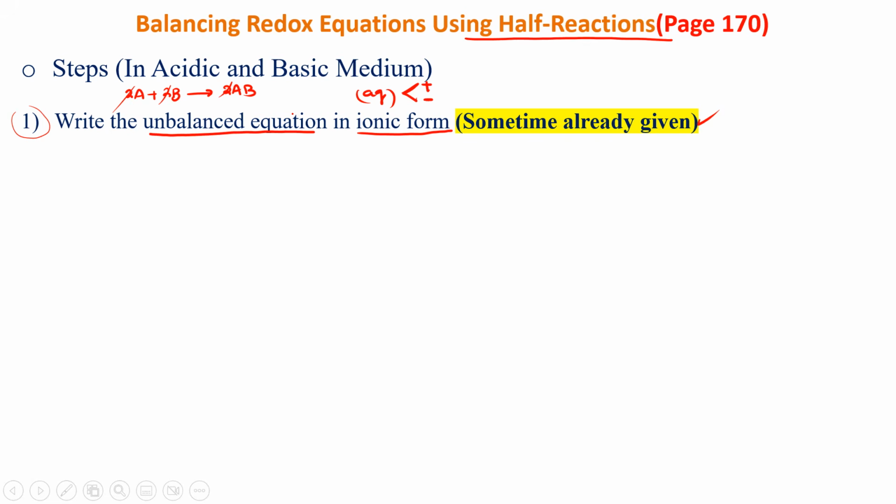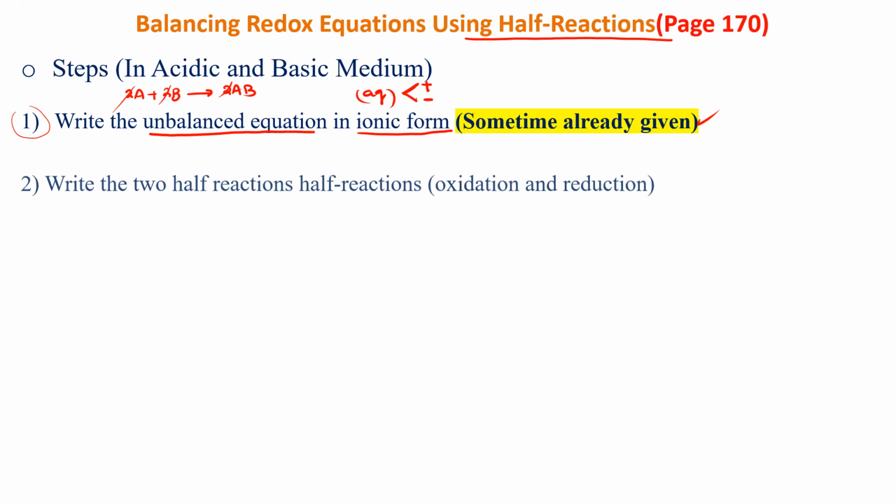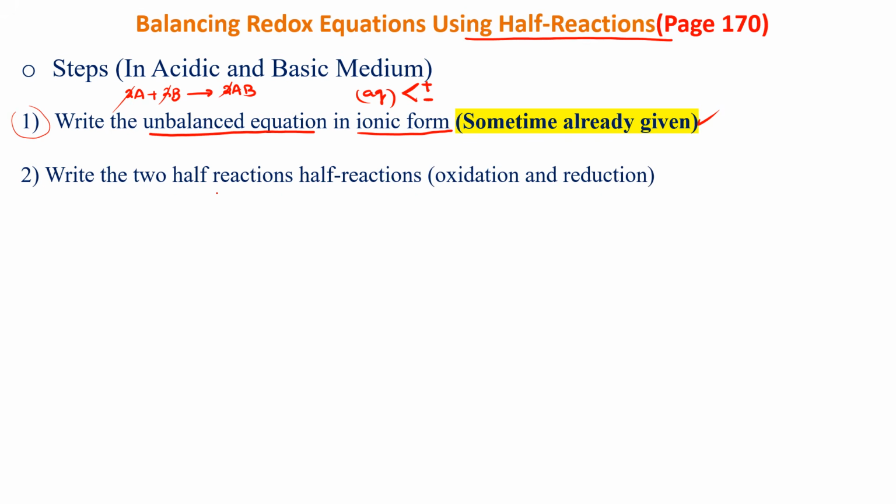Now the second step, as always, you need to break down the reaction into the oxidation half and the reduction half, right? The two half reactions, like we learned in the previous video. After that you are going to do some steps for every half, meaning for each half you do the following steps.